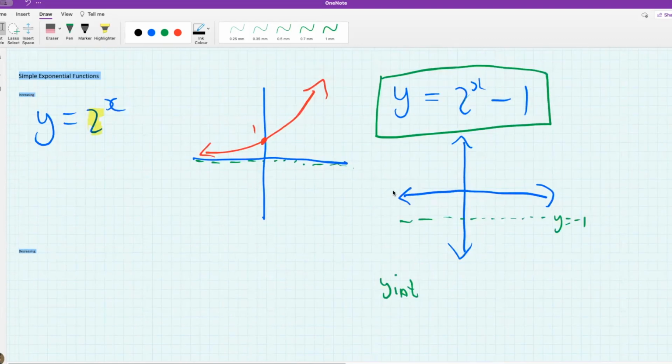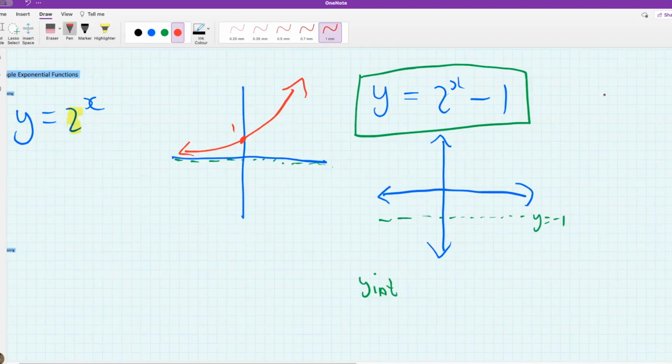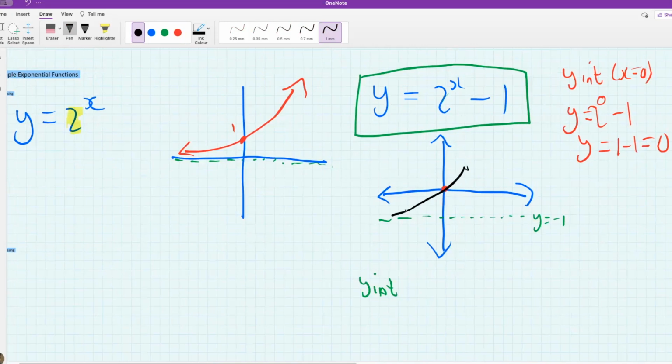So if we go to find the y-intercept, you have to make x 0. And so we're going to get 2 to the 0 minus 1, but then 1 minus 1 is 0. So actually, the y-intercept is going to be here. Oh, that wasn't a very good one. Let me try again. So the exponential graph is going to look like that. Now, it never cuts this asymptote here. And what we notice is the x and y intercepts are actually the same number.